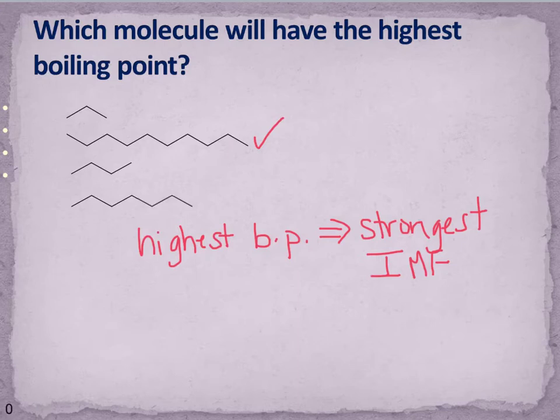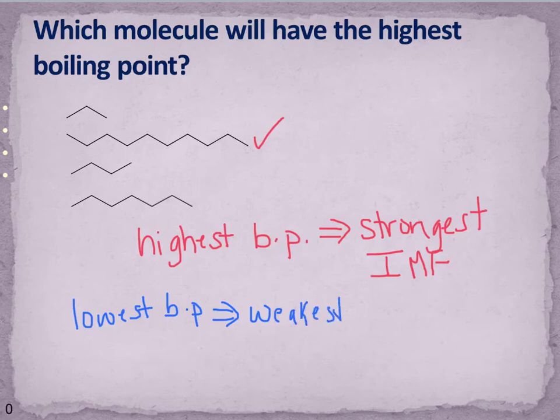I can also look on the other end of this spectrum and say, well, what is going to have the lowest boiling point? Which one is going to take the least amount of energy to get from the liquid phase into the gas phase? So that's the molecule that has the weakest intermolecular forces, the ones that are holding on the least tightly to one another.